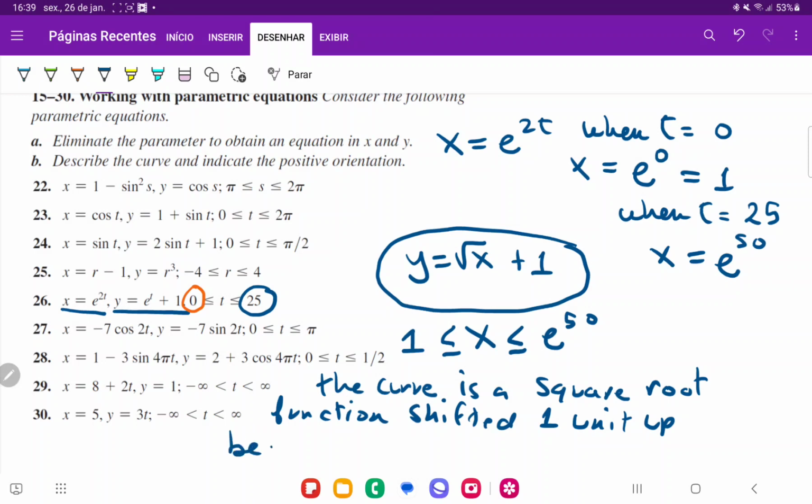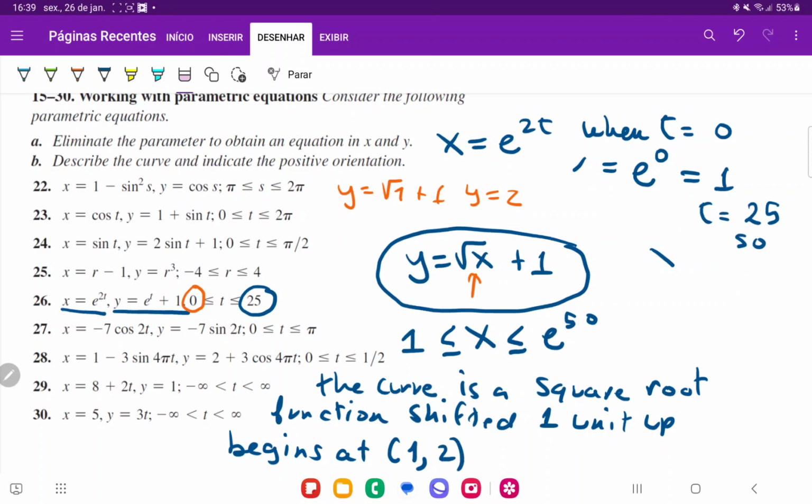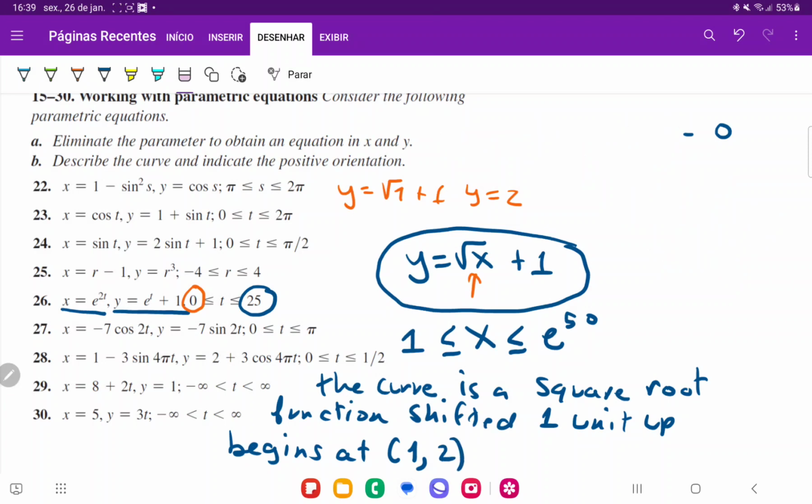So it begins at, we can see that the lower boundary for x is 1. So it begins at x equal to 1. And now I'm just going to plug in 1 here to get the value of y. So if x is equal to 1, that means y is going to be equal to the square root of 1 plus 1. So y is equal to 2 in this situation. So it begins at (1, 2).